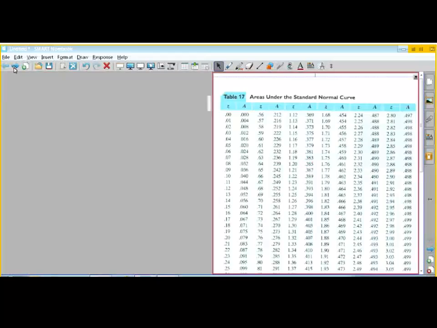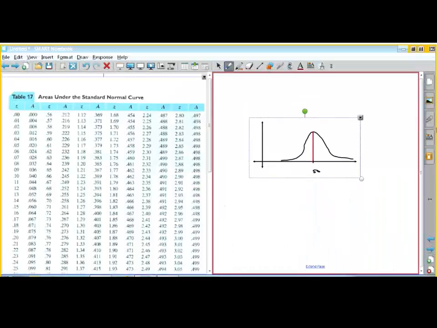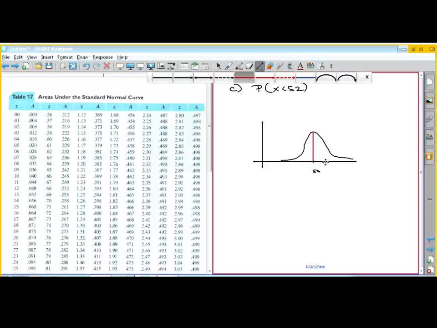Okay, so there we go. The next one is less than 52. C is: what's the probability of having x less than 52? So what we're going to do is draw a vertical line representing 52. Here's 50, so let's put 52 about here. What I'm looking for is less than 52, so that's going to be all the way from the lowest value up to 52, like that.